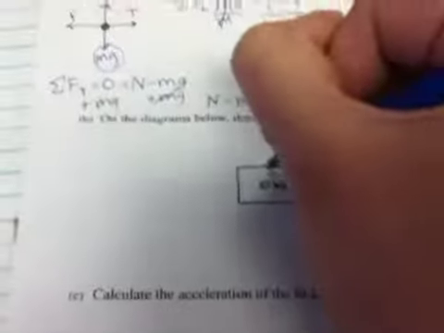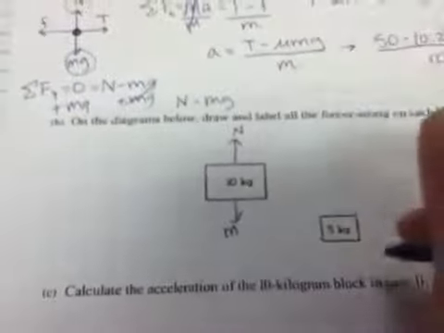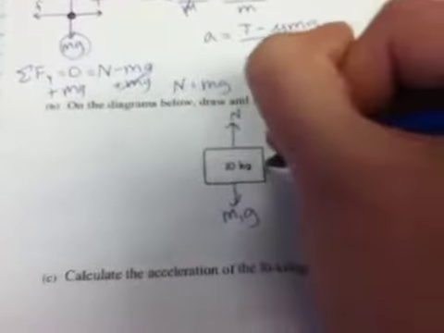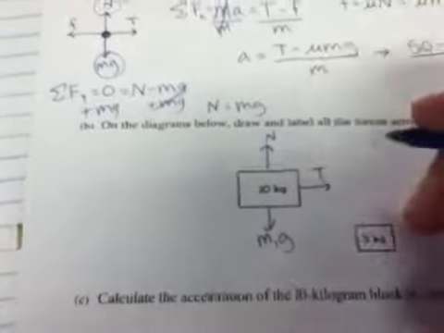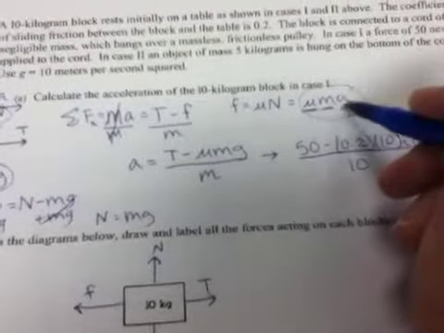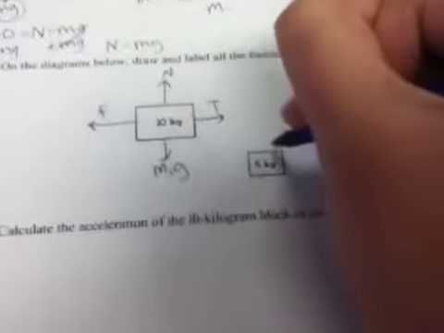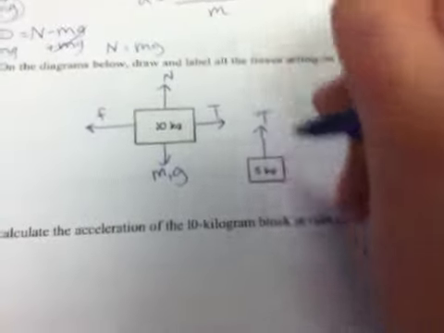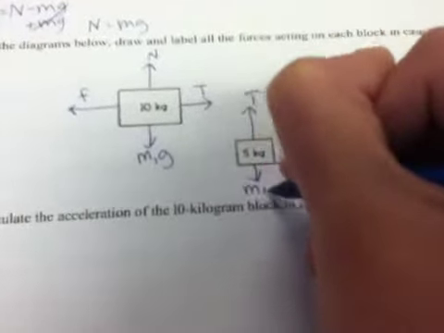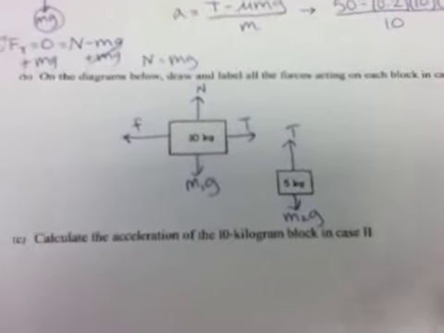So looking at the 10 kilogram block, we've got our normal again, we've got our M, but this time, because we have two masses, let's say M1G, and we've got this T right there, we've got that frictional force, which is the same frictional force as over here, because our mu stays the same, our M stays the same, and our G stays the same. So this frictional force will stay the same as well. Then right here, we've got this tension, and then we've got this M2G. So that's how you're going to draw your free body diagram.